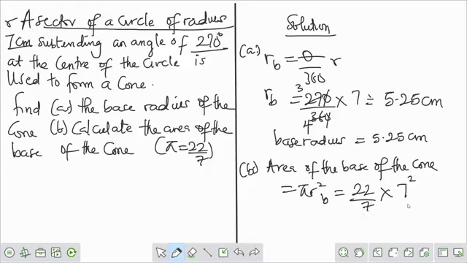Sorry, they said the base radius rather, 5.25 square. So we now have what? 86.25. So 86.25. So that's where we draw the curtain for today.